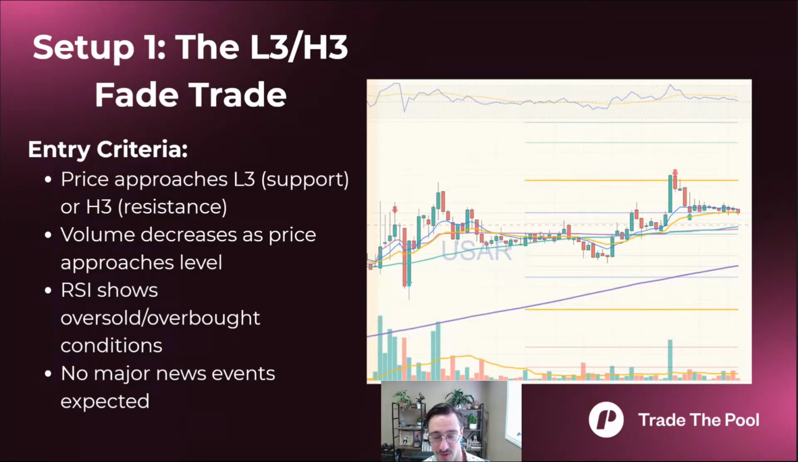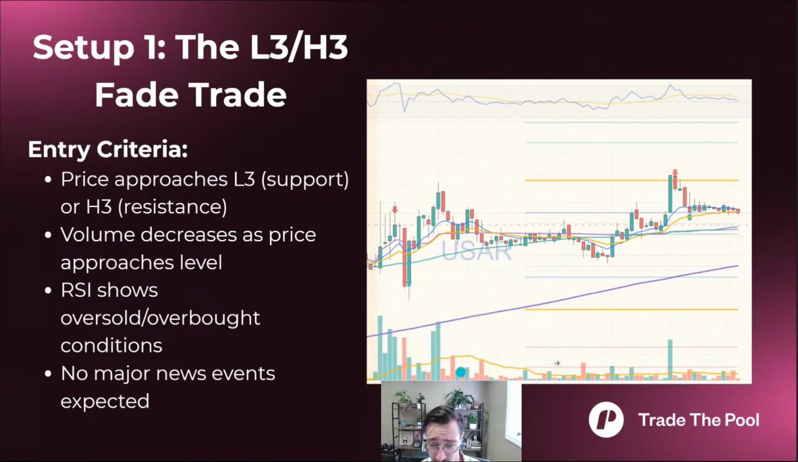So you just look for something like this, you'll find it pretty often. So let's talk about what we're seeing here. The entry criteria, first off, for this setup is price approaches L3 support or H3 resistance. So for this one, first off, we're looking at this little trade here. I should probably zoom in more. I can, if you guys are having trouble following, pull this up on my big chart, but I just wanted to have the parameters right here. So we're going to talk about the parameters real quick first.